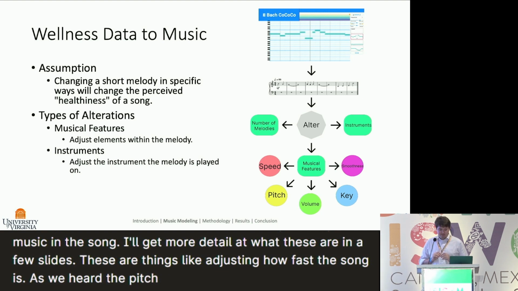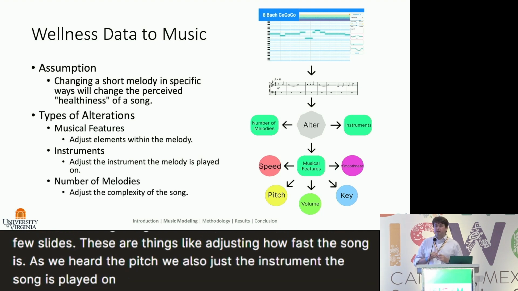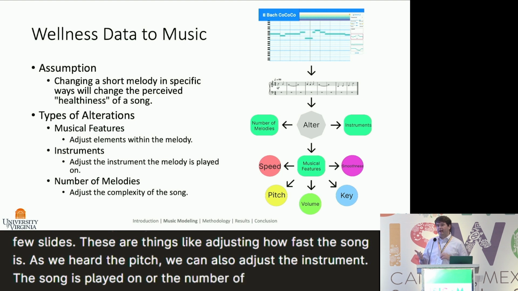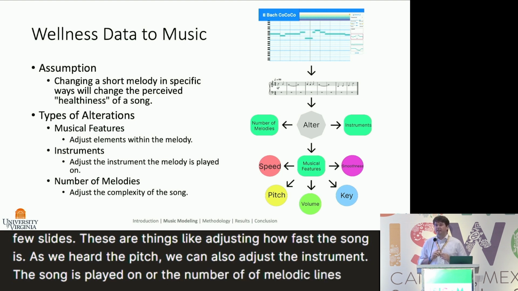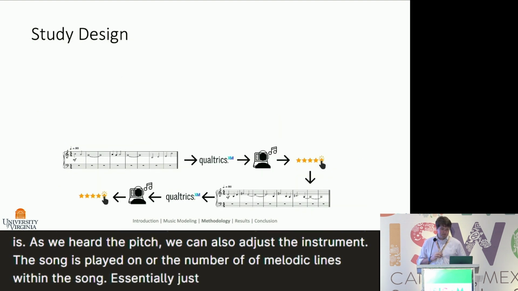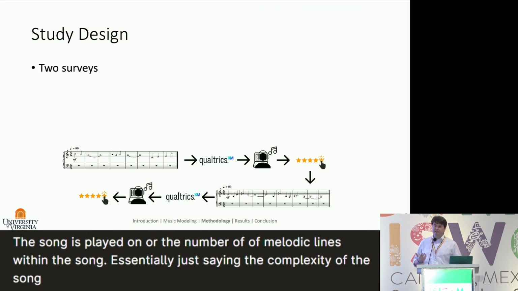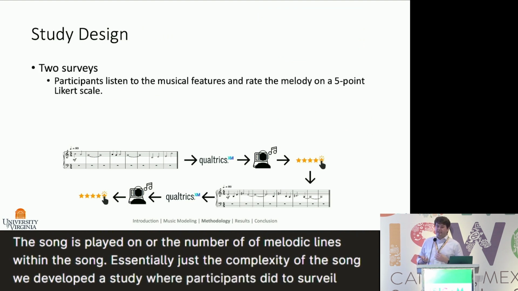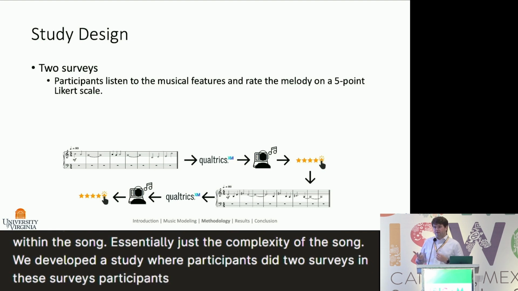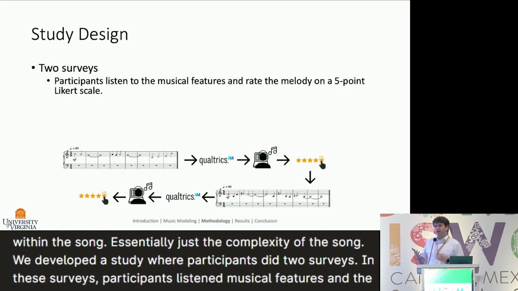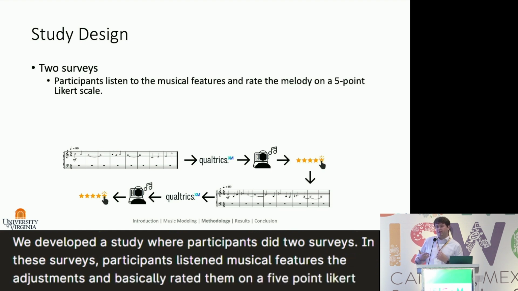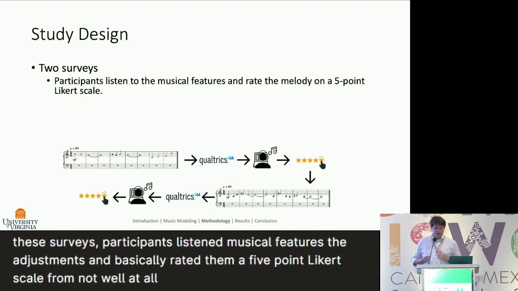We can also adjust the instrument the song is played on, or the number of melodic lines within the song, essentially adjusting the complexity of the song. We developed a study where participants did 2 surveys. In these surveys, participants listened to musical features and the adjustments, and basically rated them on a 5-point Likert scale from not well at all to very well.